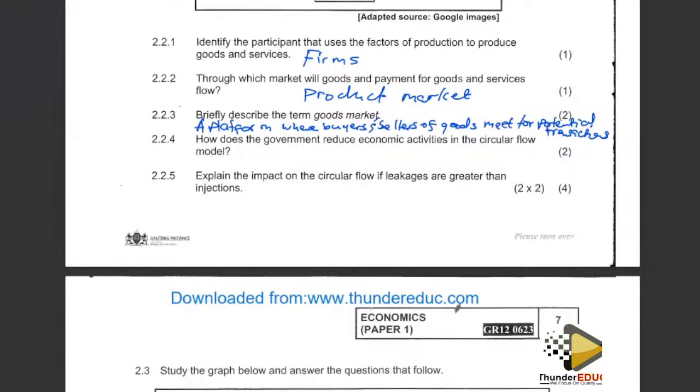Okay, right, grade 12. So now let's move on to the next question. The next question we have is 2.2.4, and it reads as follows: How does the government reuse economic activities in the circular flow?